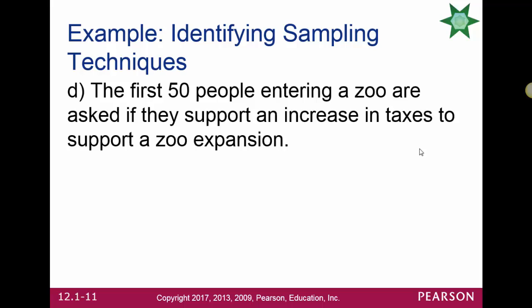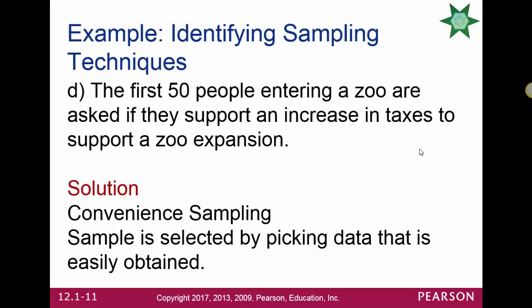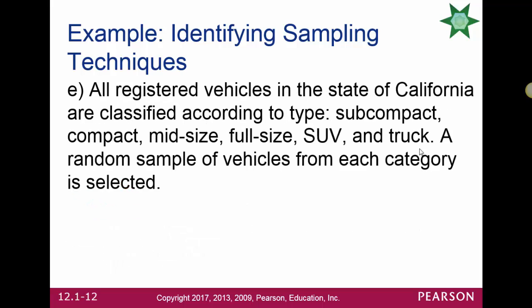The first 50 people entering a zoo are asked if they support an increase in taxes to support a zoo expansion. This is a convenient sample. We get what's easy to get. The sample is selective data that is easy to obtain. All registered vehicles in the state of California are classified according to type: some compact, mid-size, full-size, etc. A random sample of vehicles is taken from each category. This would be a stratified sample.